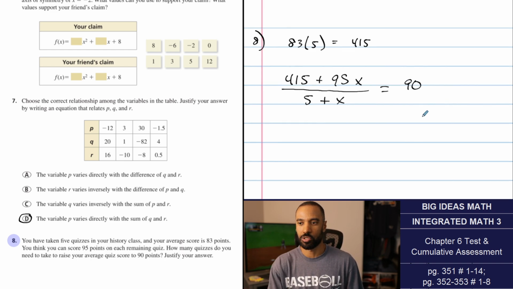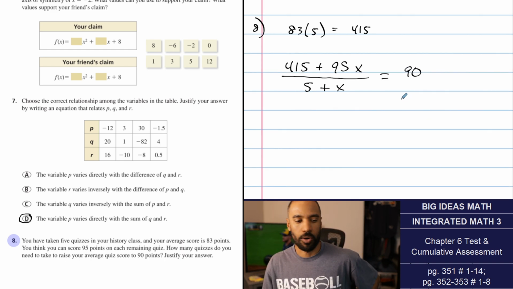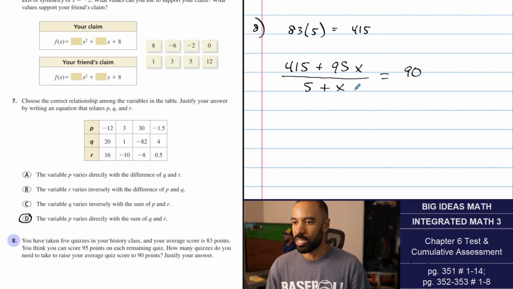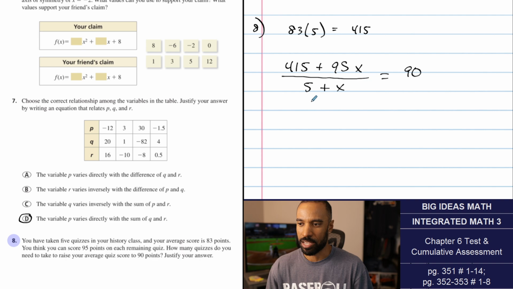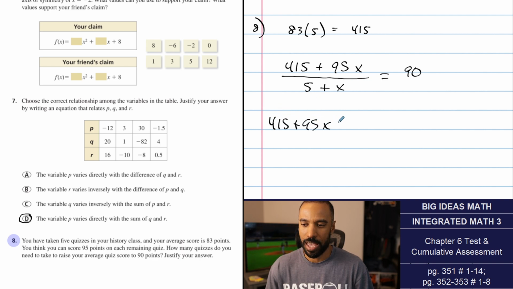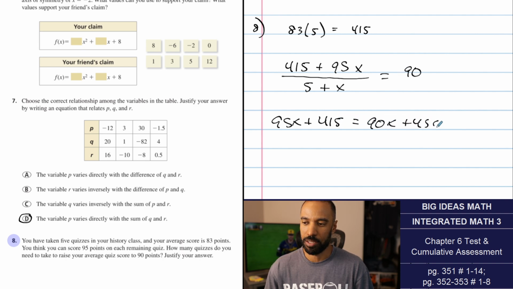So there's my initial setup on this one. Now let's go ahead and solve. How many quizzes do you need to take to raise your average score to 90? So let's multiply both sides by 5 plus x, or rather x plus 5. And you get 95x plus 415 equals, and distribute the 90, it's 90x plus 450. Subtract 90x from both sides. Subtract 415 from both sides and divide both sides by 5. You get x equals 7.